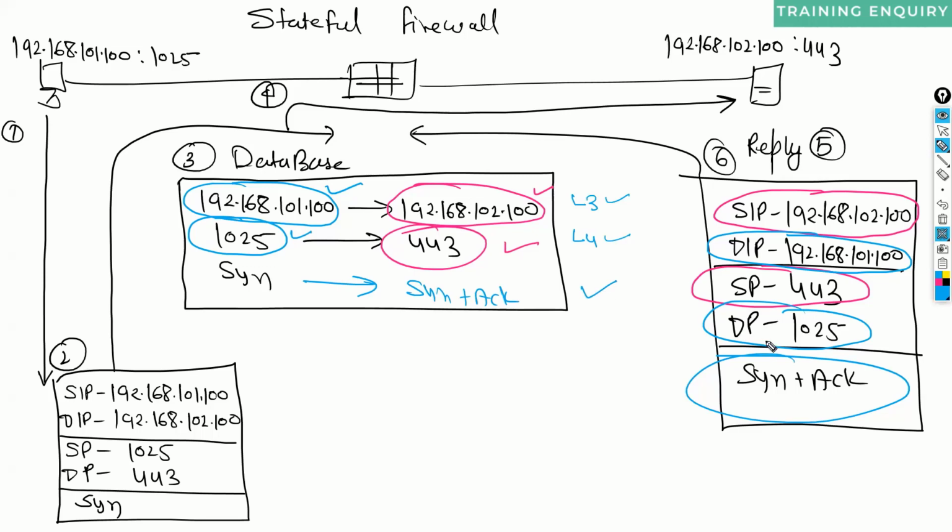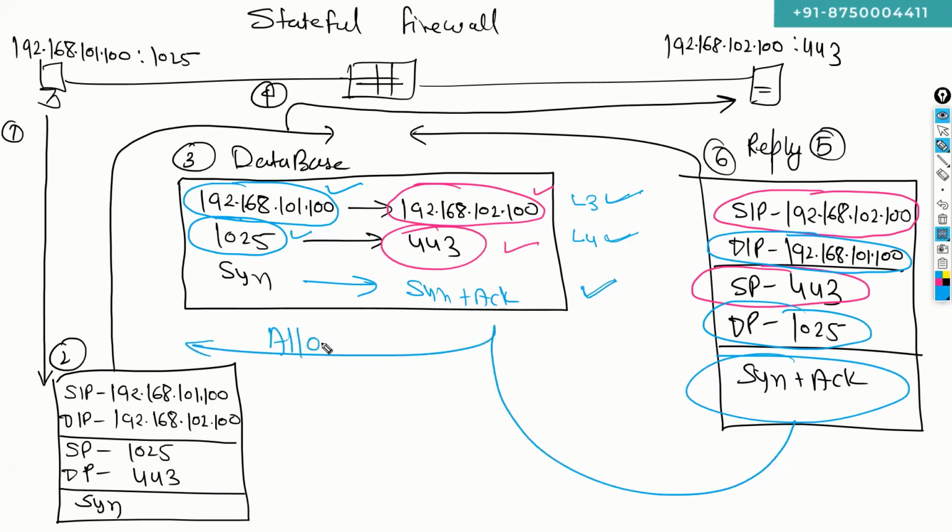Okay, done. Then you can see here, when the reply came, the layer 3 information is matching, layer 4 is matching, and the flags are matching. So this reply is matching with our database. If it is matching, then the reply is allowed. Clear? Okay, if the destination is sending just the ACK instead of SYN-ACK, the packet will be dropped, right? Correct.